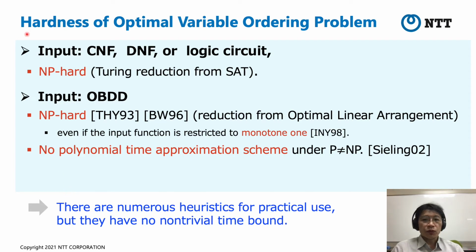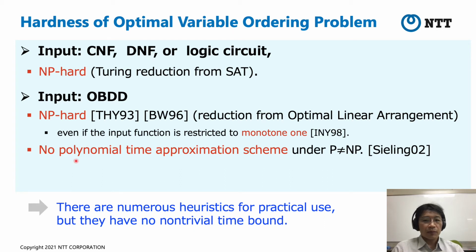Let's quickly review the hardness result of the problem. If the input function is given as CNF, DNF, and logic circuit, then it is easy to show that the problem is NP-hard by Turing reduction from SAT. But if the input function is given as OBDD, the hardness is non-trivial, but it can be shown to be NP-hard, even if the input function is restricted to monotone functions.